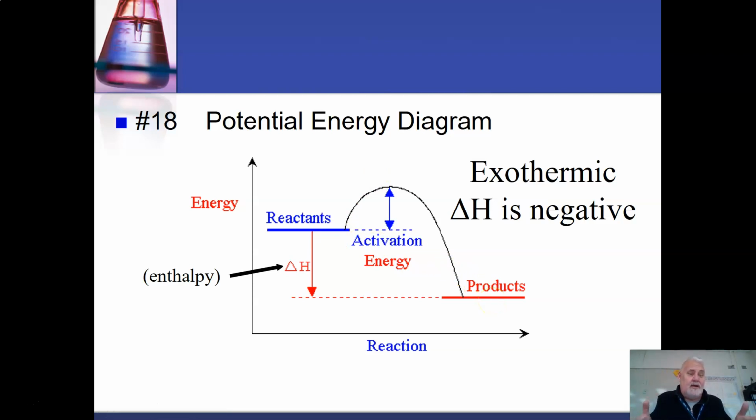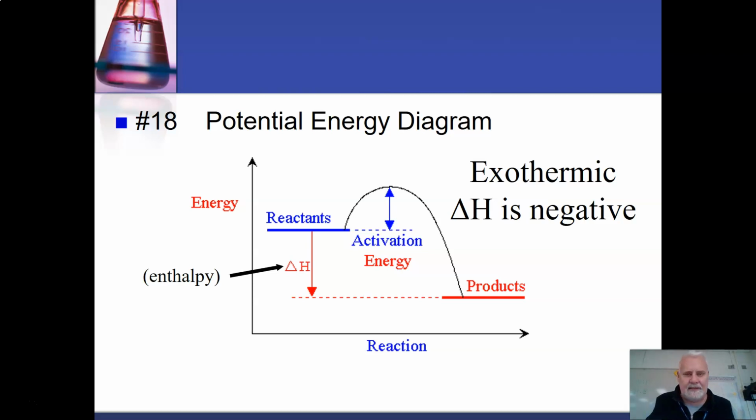Where does that energy go? It comes out. So it feels hot to the touch. And anytime delta H is negative, because you go downhill, then it is an exothermic reaction. All of those things will help you.